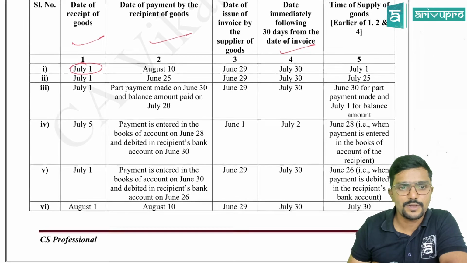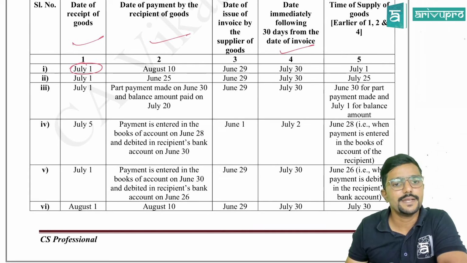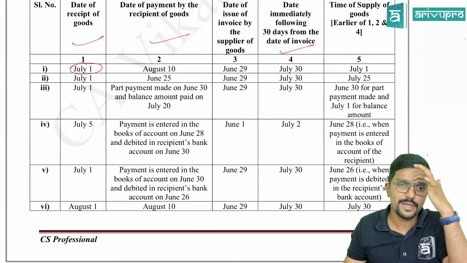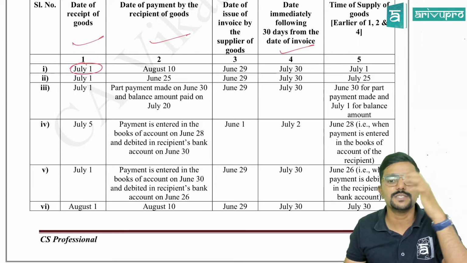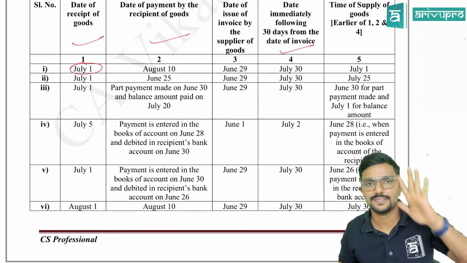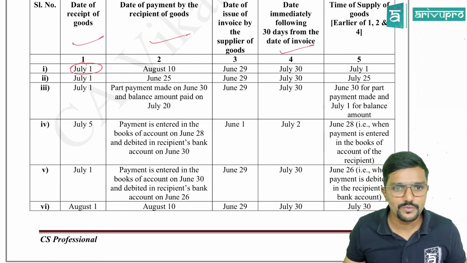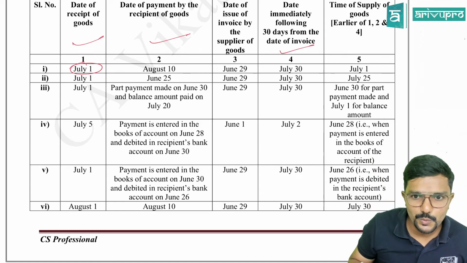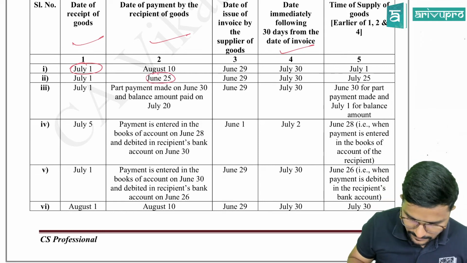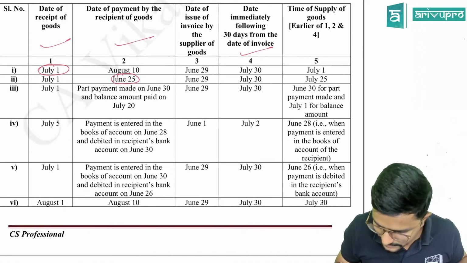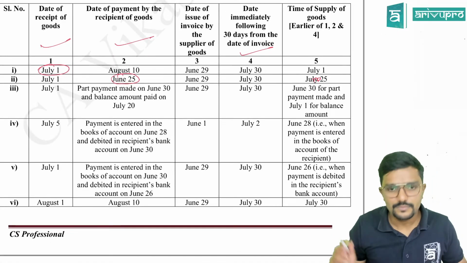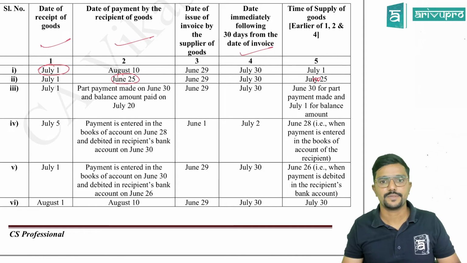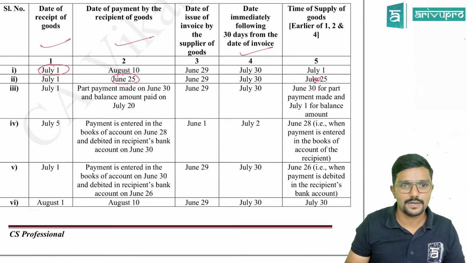First scenario done. Coming to the second scenario. Again, date of receipt of goods is July 1st. Payment is June 25th. And invoice date is 29th, so the 31st day will be the same, again July 30th only. So which is earlier here? June 25th. It is wrongly given as July 25th. It is June 25th, guys. Clear?